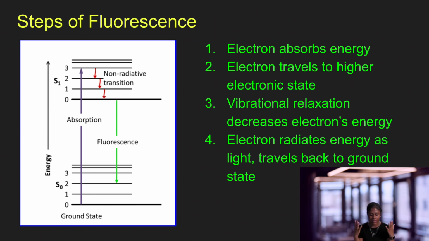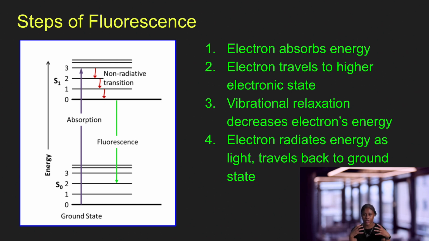So now that we've introduced fluorescence, we're going to be talking about the key steps of this process, which will be shown in the diagram. So we're going to talk about the steps of fluorescence. First, an electron in the molecule will absorb energy, usually in the form of ultraviolet or visible light.